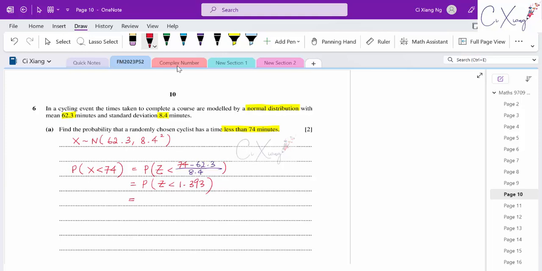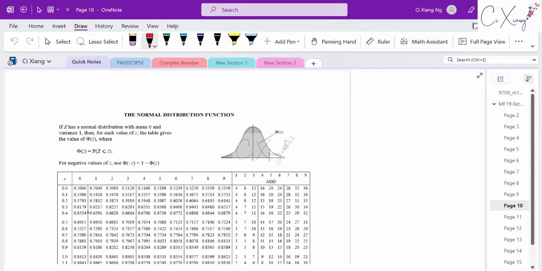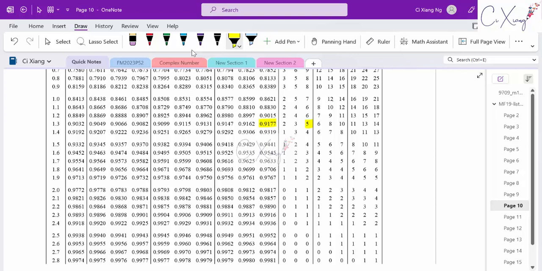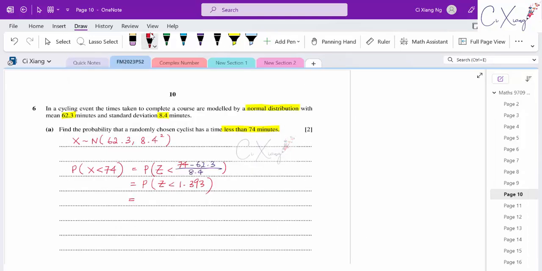And we can directly get the probability from the normal distribution table for 1.393. Looking for 1.3, 1.39 is this one, and then the 3 means that you have to add 5 to the last digit of 9177. If you add 5 to the last digit, it will be 0.9182. You can write your answer correct to 3 significant figures and it will be 0.918. So this is how we answer part A.